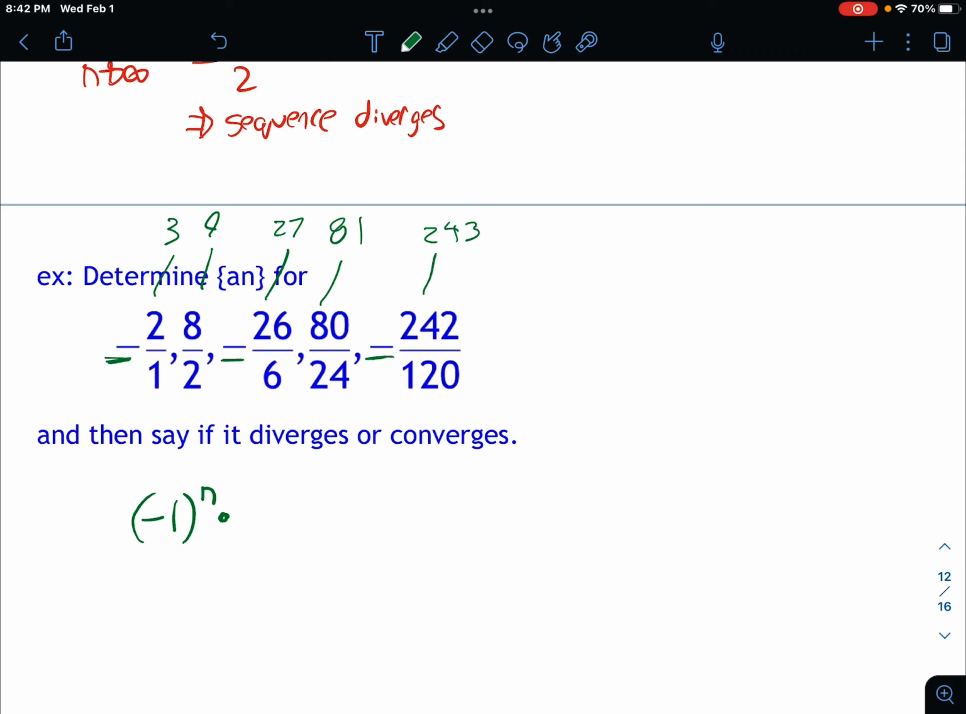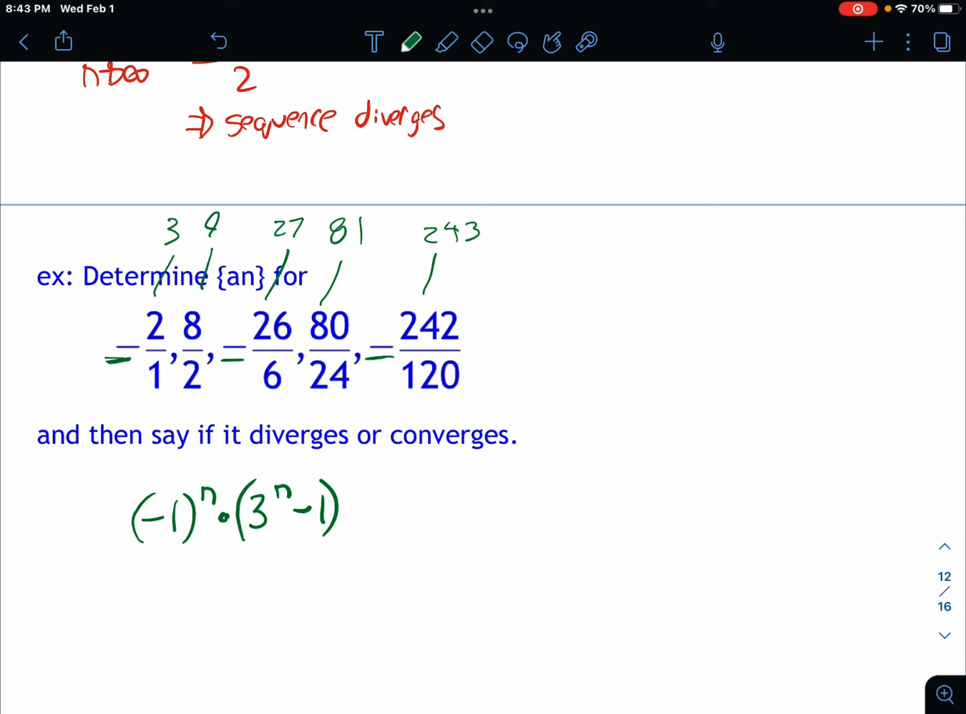So it looks like we're off of 3 to the power of n. Okay, how do we write that? 3 to the power of n. And we want to subtract 1. So 3 to the n minus 1. Okay, cool. I'm glad we got that one.